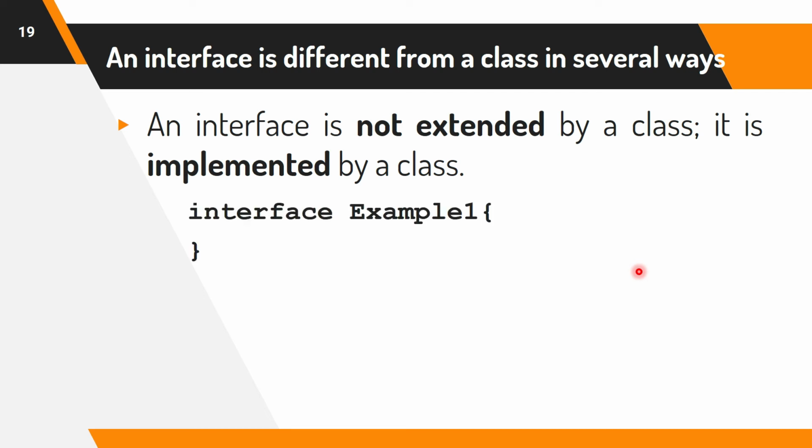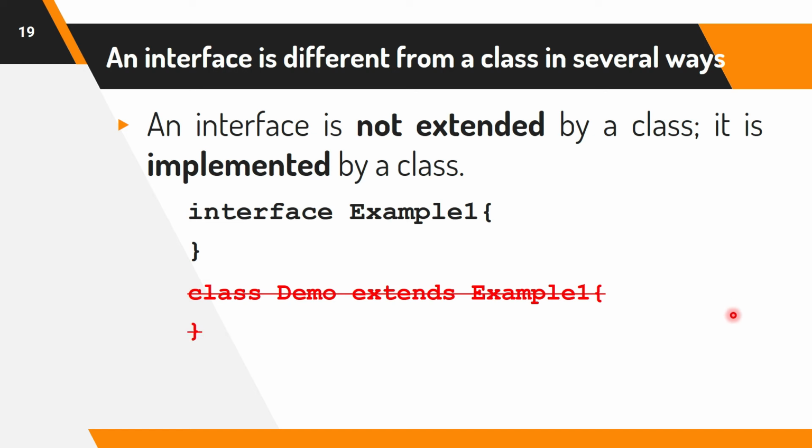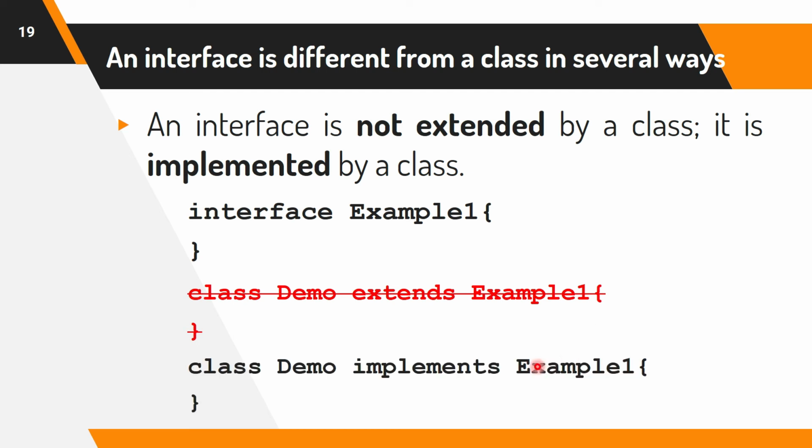So in this example, interface Example1, at i-inherit siya ng class, it's not possible to have this one. Class Demo extends Example1. So this is only applicable if ang i-inherit ay class. But here, ang i-inherit ay interface, so the keyword extends is not possible. Kaya, ang gagamiting keyword ay implements. So that means the class implements an interface, which is Example1.